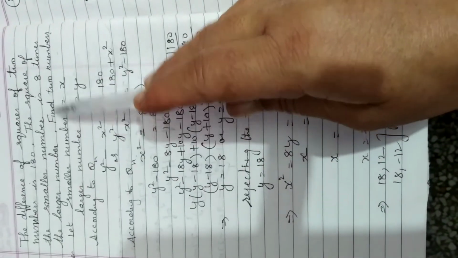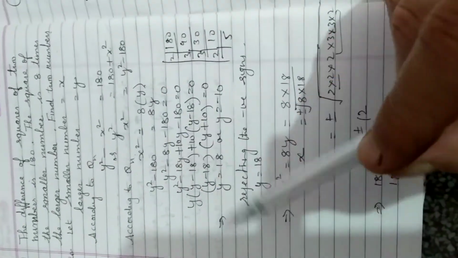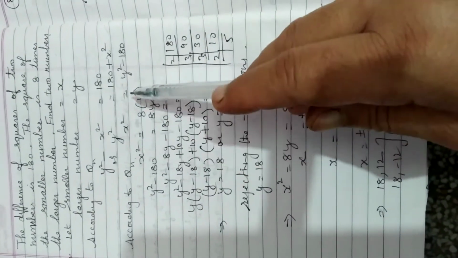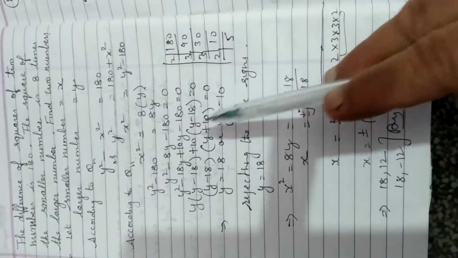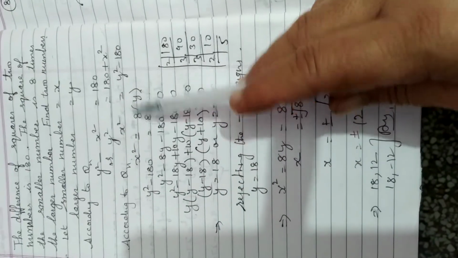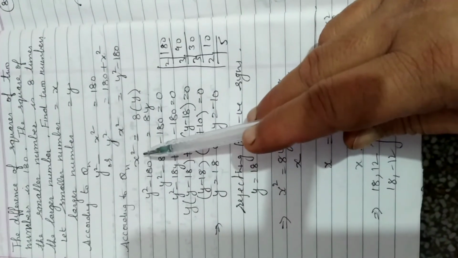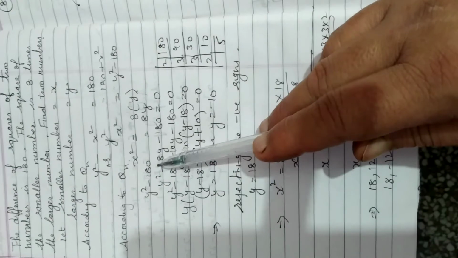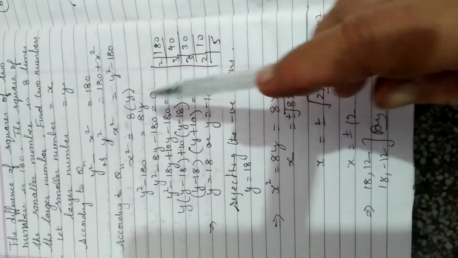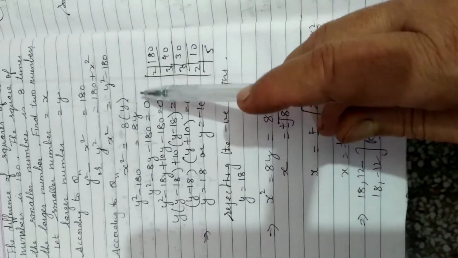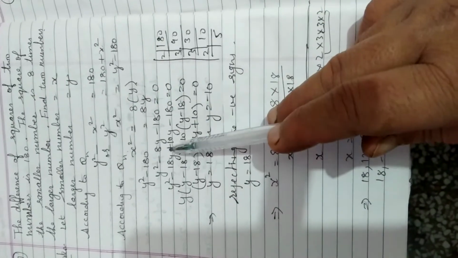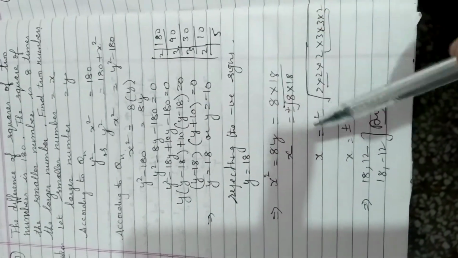Now according to the question, the square of the smaller number is 8 times the larger, meaning x square is equal to 8 into y. Now x square is y square minus 180, so in place of x square we can put y square minus 180. Then it becomes y square minus 180 is equal to 8y, and from here we get the quadratic equation y square minus 8y minus 180 is equal to 0.